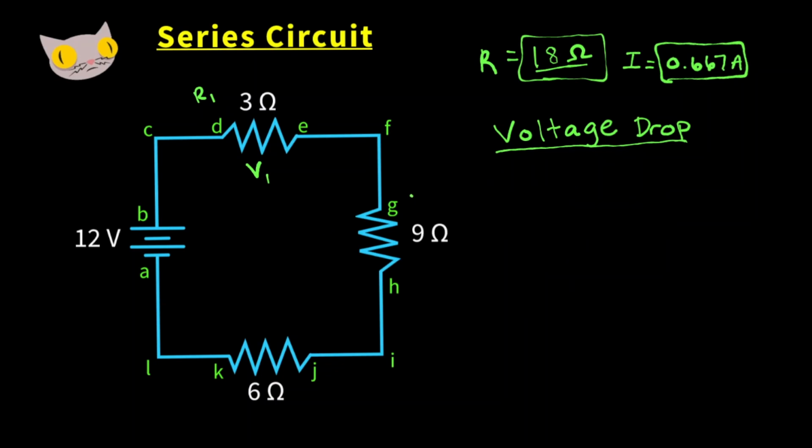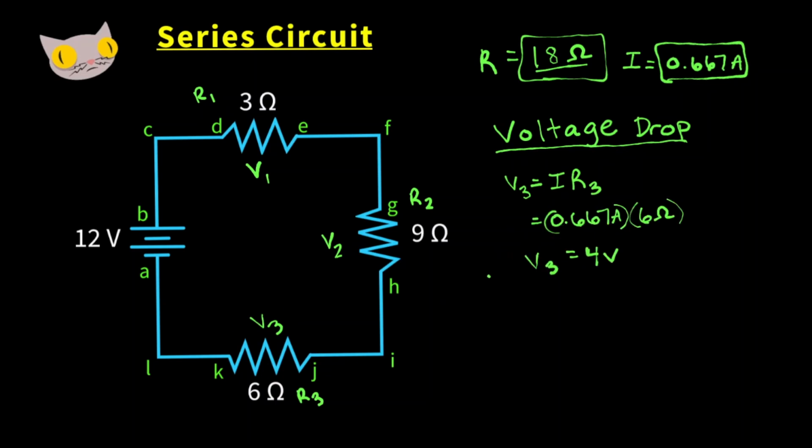Same for this resistor. We'll call this R2. And we'll call the voltage drop across R2 V2. V2 is going to equal the current times R2, which is 0.667 amps times 9 ohms. That gives us a voltage drop of 6 volts. And for our last resistor, we have our current times the resistor, 6 ohms, and that's going to give us a voltage drop of 4 volts.